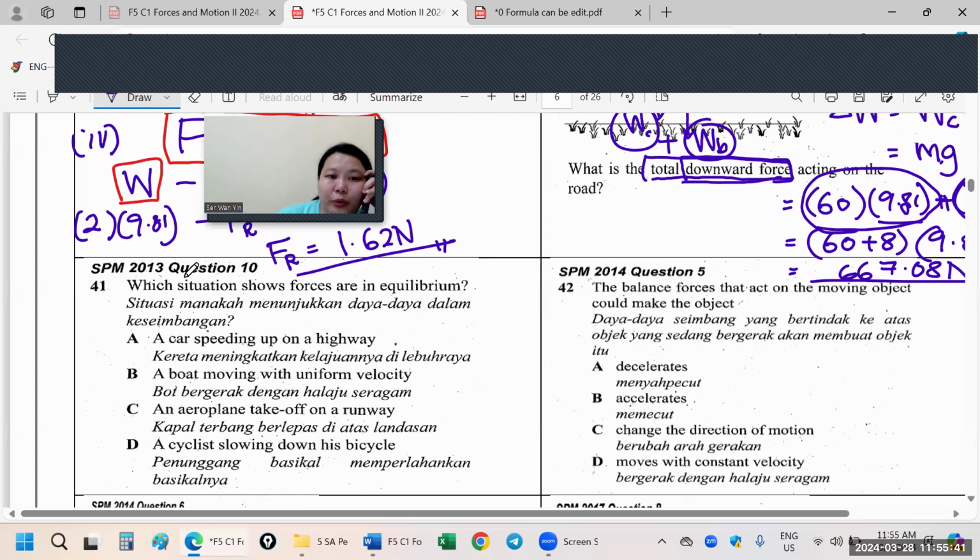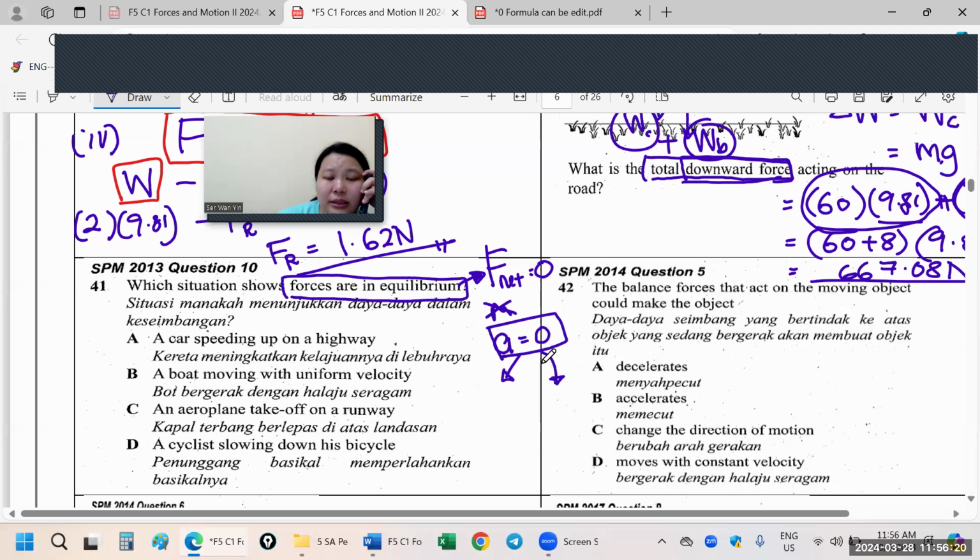Right, so now, which situation shows forces are in equilibrium? Can anyone help me translate into math form? Yes, thank you, Bethany. Net force equals 0. Why net force equals 0? Because mass cannot be 0, it's impossible to become 0. So it means acceleration is 0.